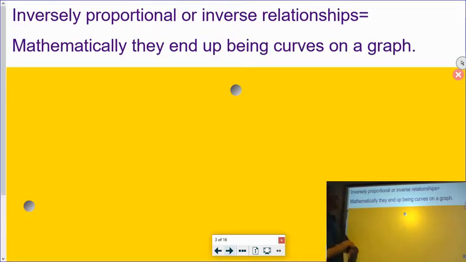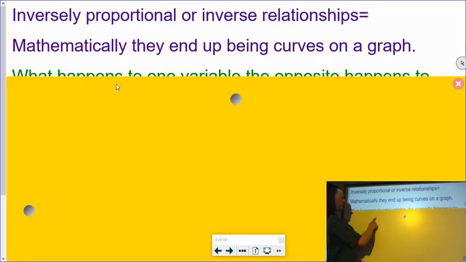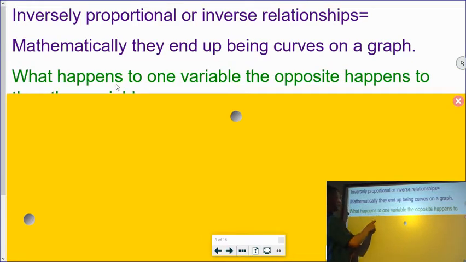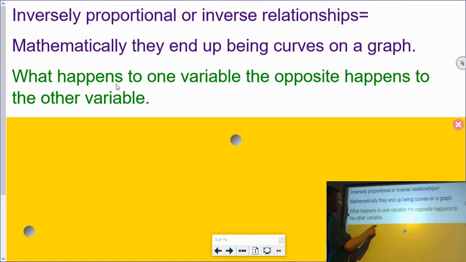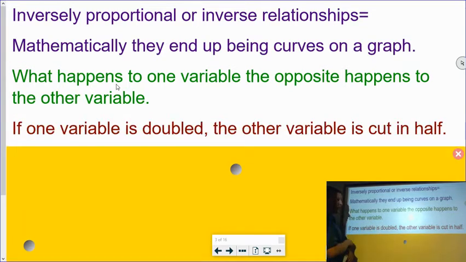An inversely proportional or inverse relationship, mathematically, if we look at a graph, these end up being a curve. And whatever happens to one variable, the opposite happens to the other variable. So an example would be if one variable doubles, the other variable is cut in half.